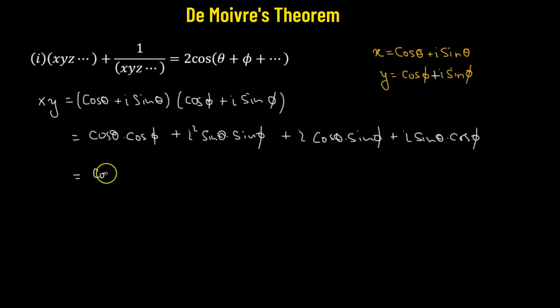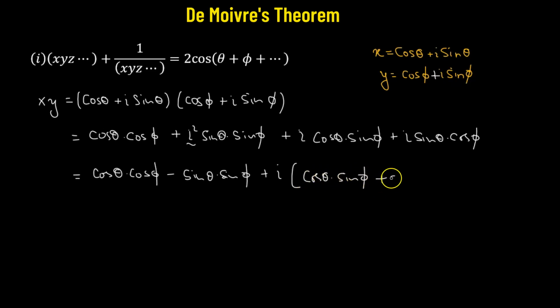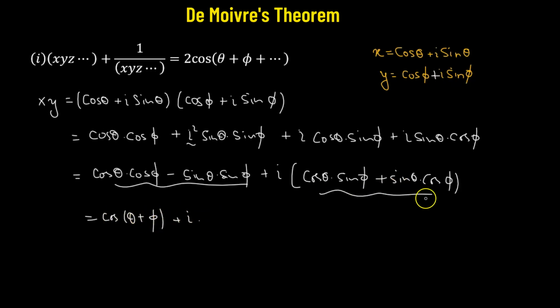So this will be equal to cosine theta times cosine phi. Iota squared is negative 1, so we have minus sine theta times sine phi. Plus we'll take iota common, so we'll have cosine theta times sine phi added to sine theta times cos phi. So this is the expansion of cosine of theta plus phi plus iota times, and this particular expression is the expansion of sine of theta plus phi. This would mean that the product of x and y is cos of theta plus phi plus iota times sine theta plus phi.